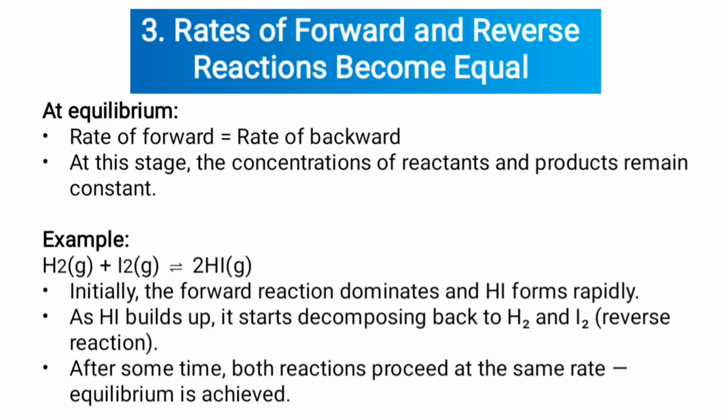Now, the third condition is the rates of forward and reverse reactions become equal. Dear student, at equilibrium, the rate of the forward reaction is equal to the rate of the backward reaction. At this stage, the concentrations of reactants and products remain constant. Example, H2 gas plus I2 gas gives 2HI, which is also a gas.